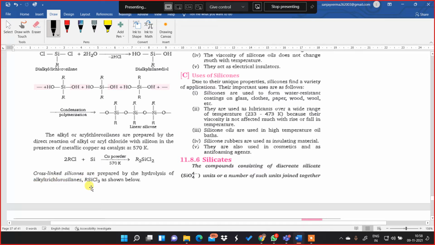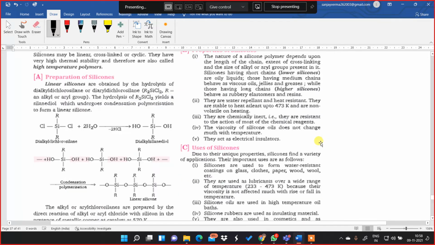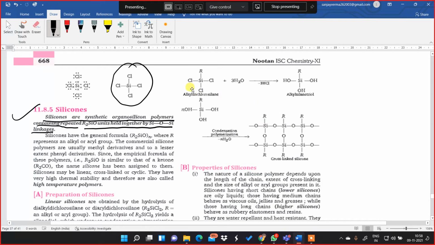or RSiCl3. That means three halogens are given over there. So have a look over here. In this process, the alkyl trichlorosilane is hydrolyzed again to remove three molecules of hydrogen chloride to prepare alkyl silane triol. Three alcohol groups, OH groups, are there, which condense, which polymerize. Condensation polymerization happens if you take n number of molecules of this alkyl silane triol to prepare a cross-linked structure like this. This is an example of the structure of a cross-linked silicone.